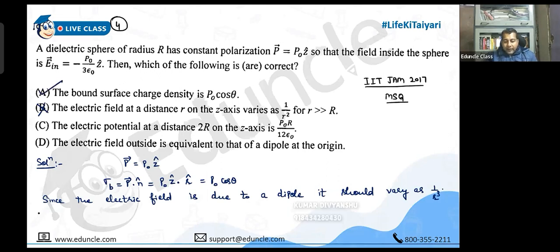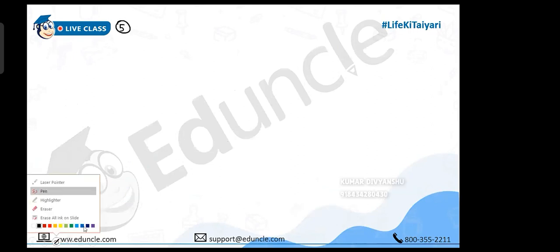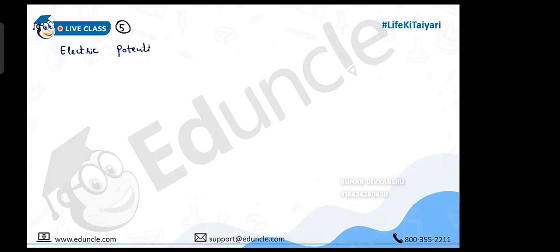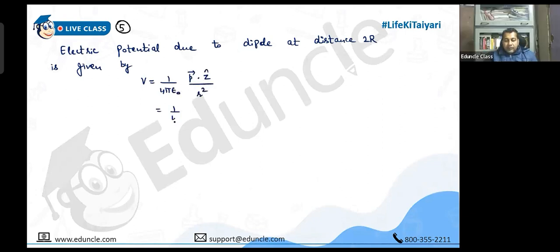Now option C, electric potential due to a dipole. What is the formula? 1/4 pi epsilon naught, P dot r cap upon r square. P here is the dipole moment, P dot z by r square. This one. Yes, sir.